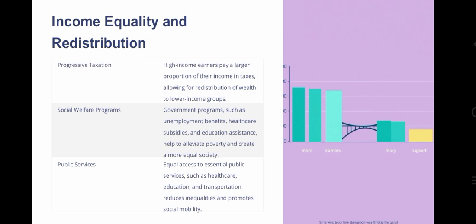Then increase access to essential services. Due to a socialistic economy, it is possible to increase access to essential services. What are essential services? Healthcare, education, and other social services.